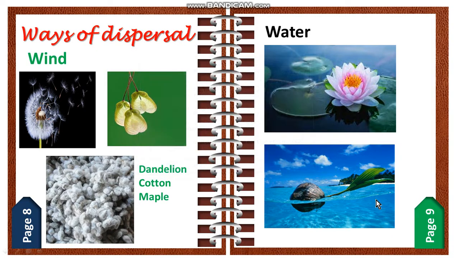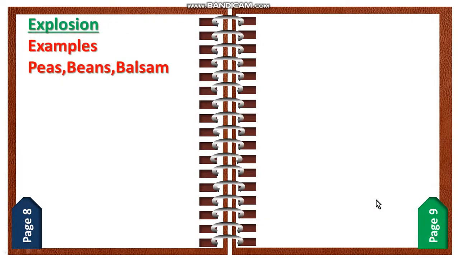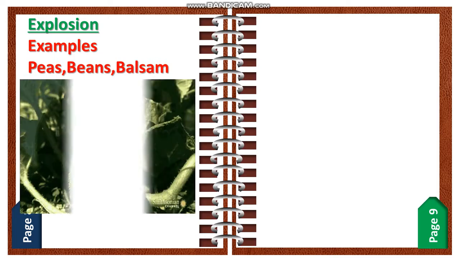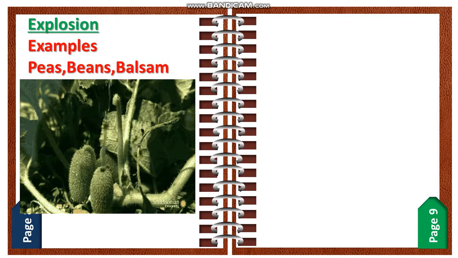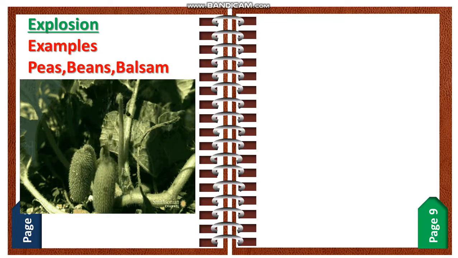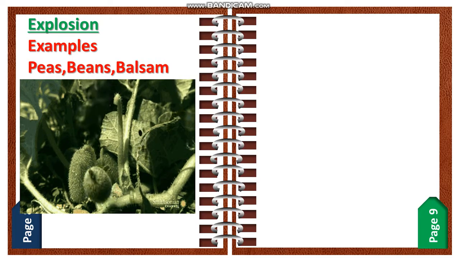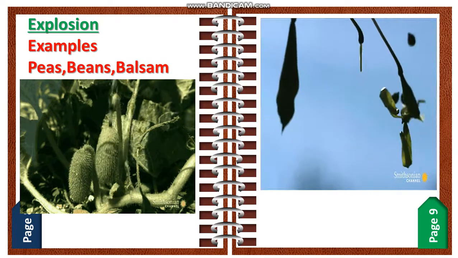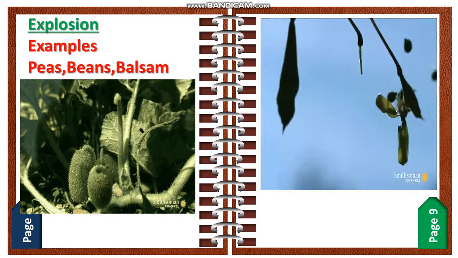Now let us talk about explosion. As is very clear from the name, some seeds grow in pods. When the pod is ripe, it dries up and then explodes forcefully, throwing out the seeds in all directions. You can see in this small GIF how the seed is being exploded from the small pod. A few examples are peas, beans and balsam, which are dispersed in this way.